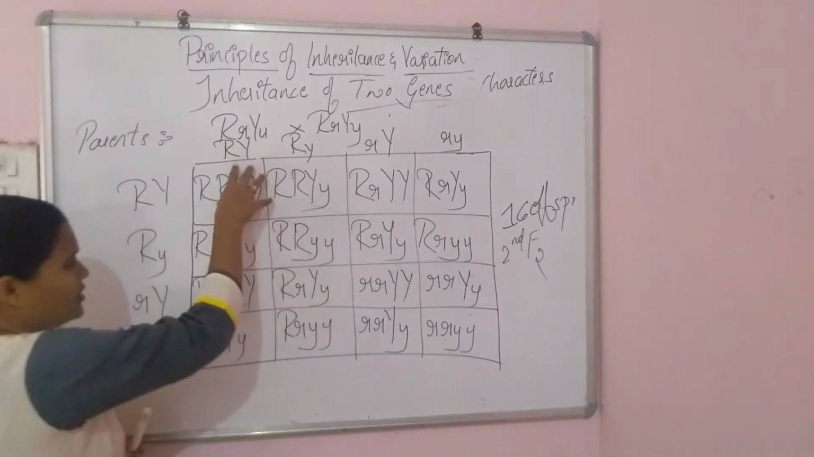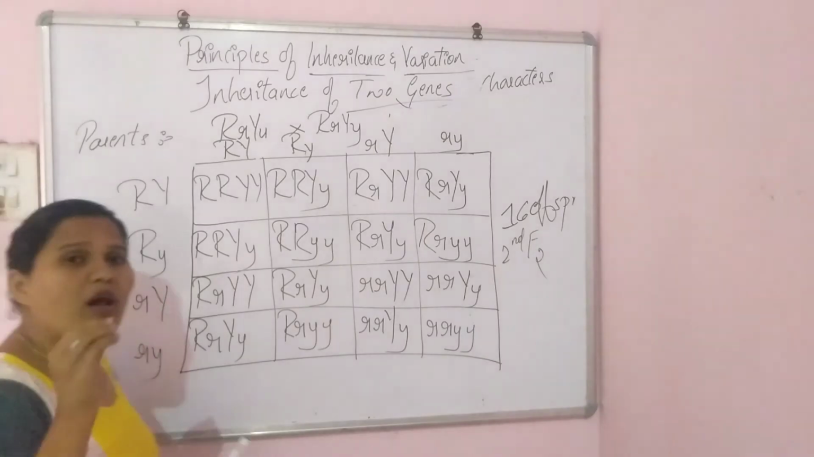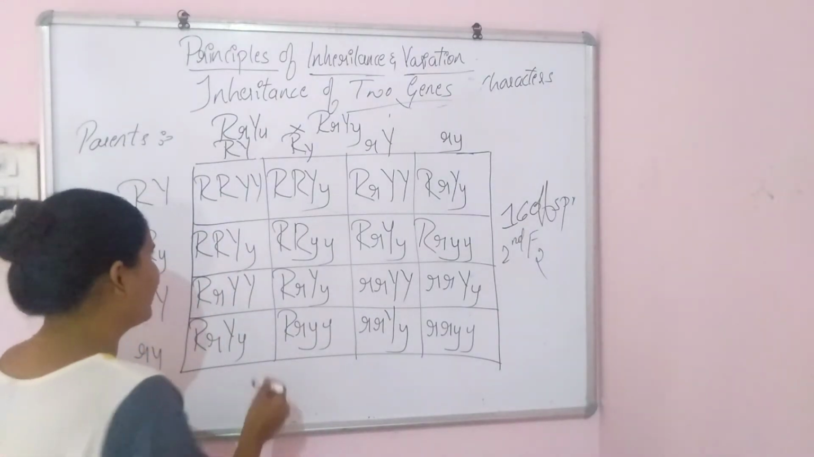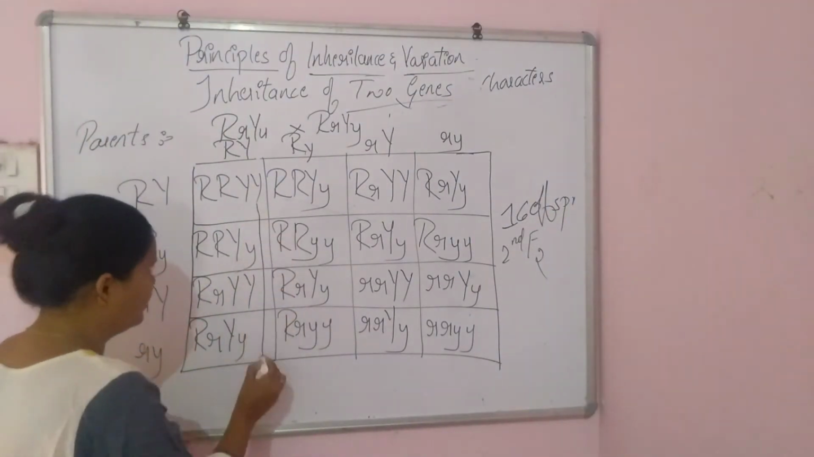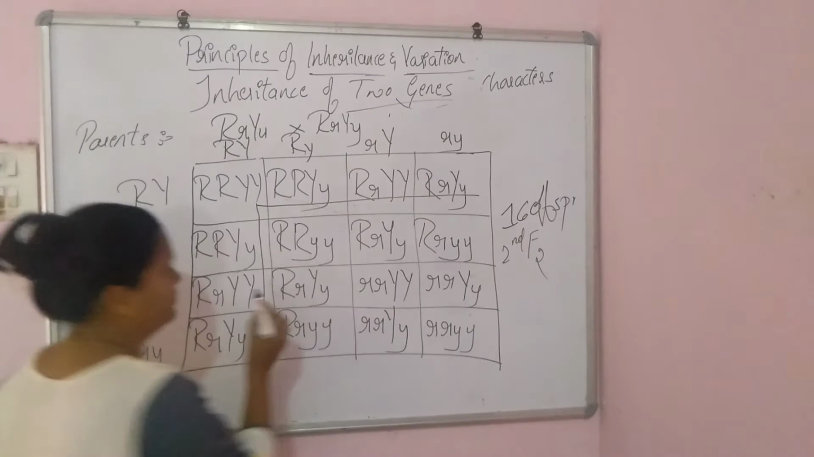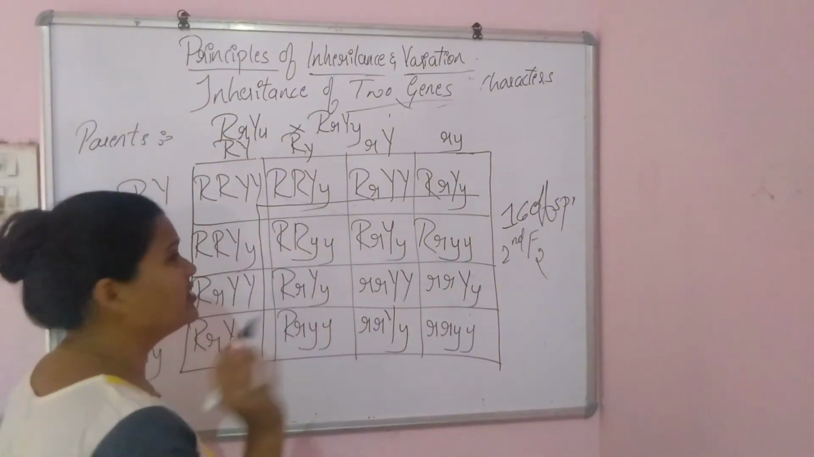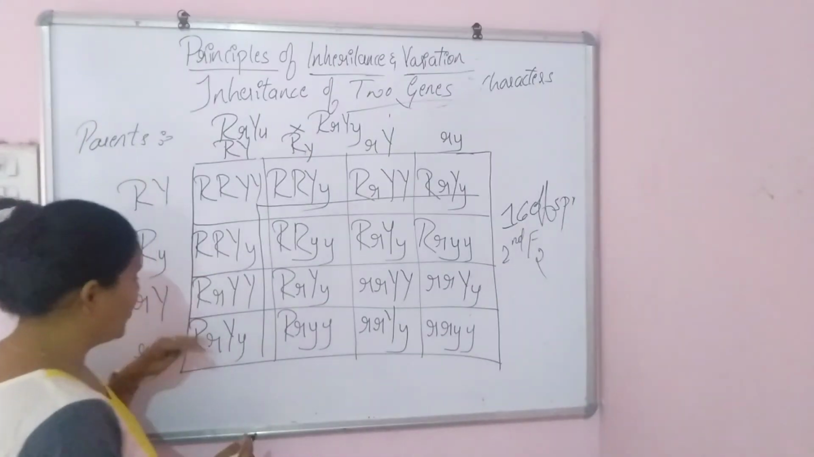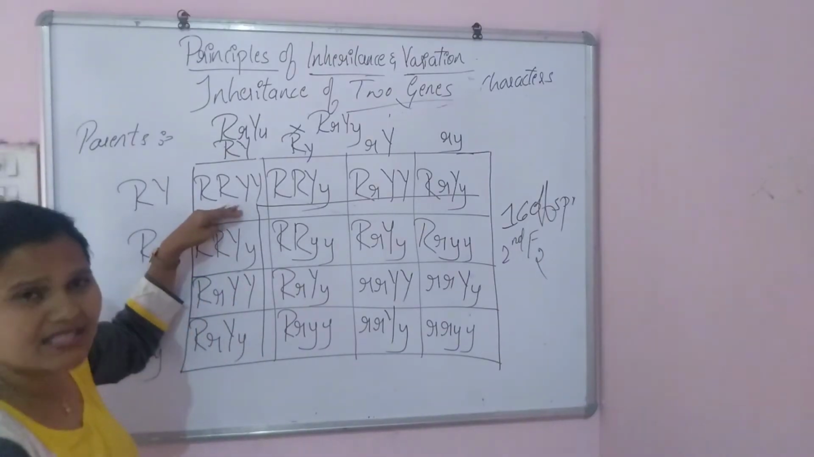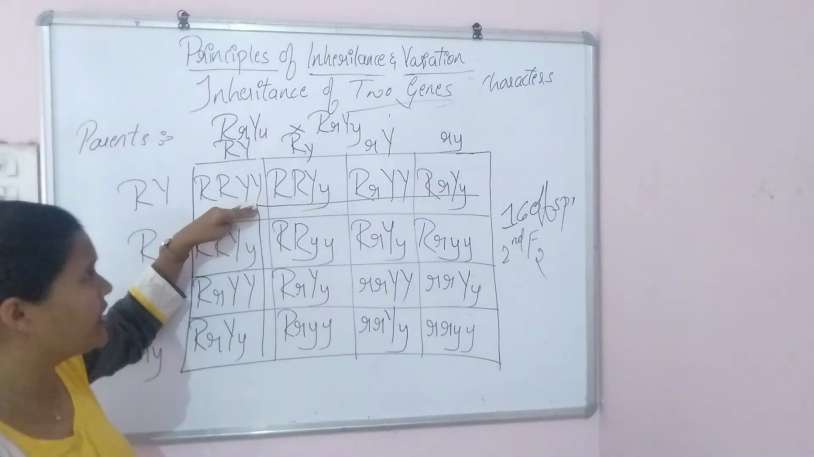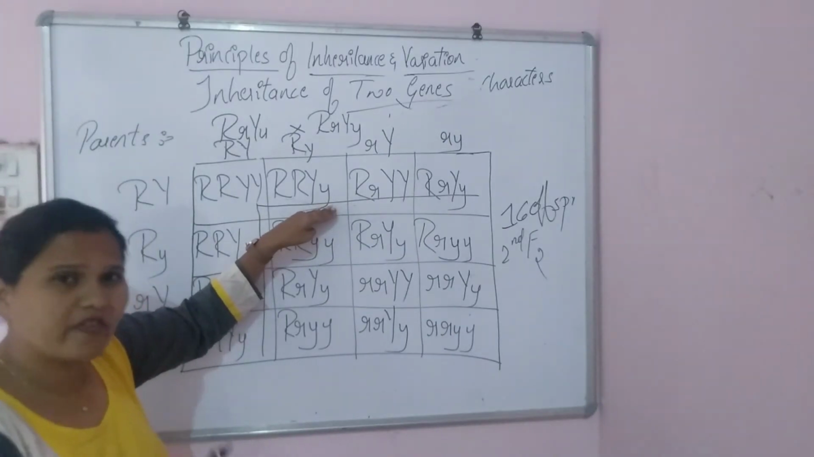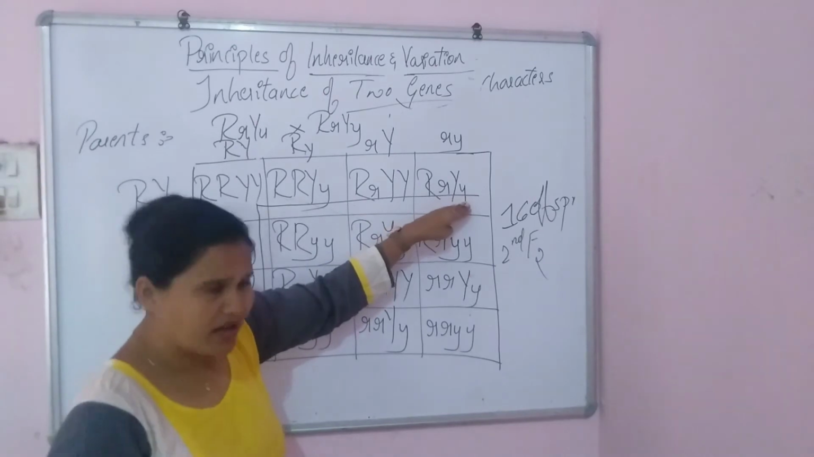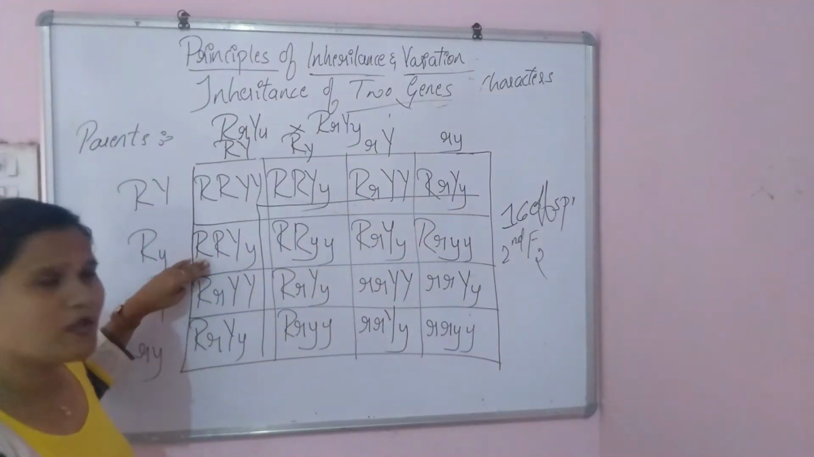From this column to this row, all are the round yellow. From here to here, these all are round yellow. See, why? Because they are round yellow. Because here is the presence of capital R and capital Y. Here also the presence of capital R and capital Y. Here also the same thing. Here also the same thing. Here also the same thing.